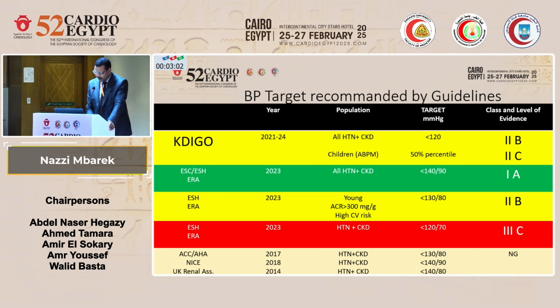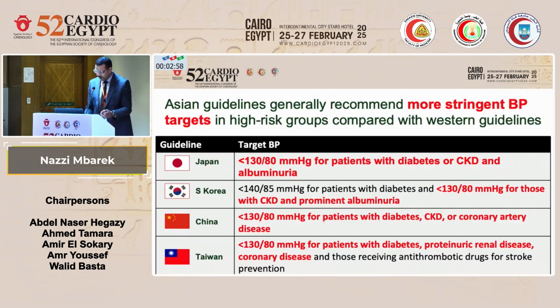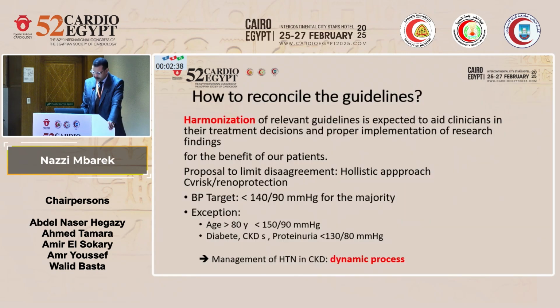And you see the other guidelines, it's about 130 to 140. So it's not permanent. And for Asian countries, it's about the same. You have less than 130/80 in patients who are at high risk. That means diabetics, chronic kidney disease, albuminuria. So it's almost 130. So how to reconcile these guidelines?